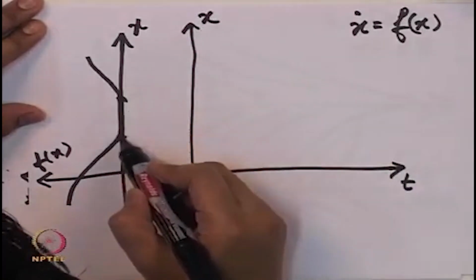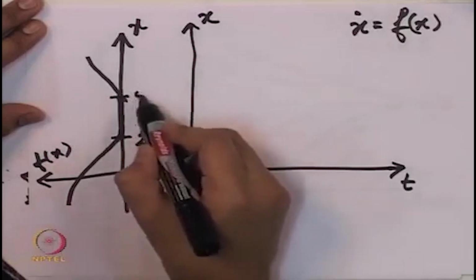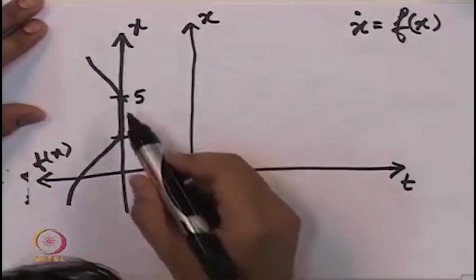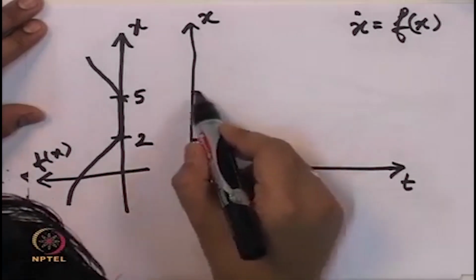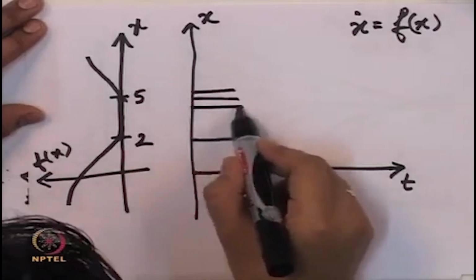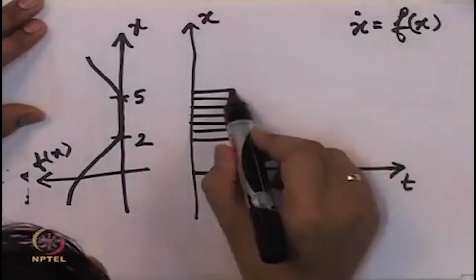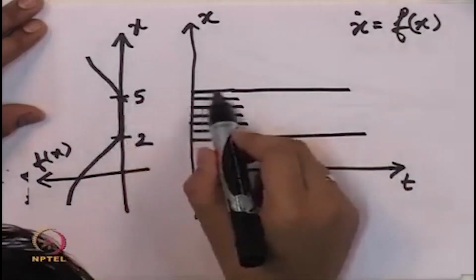So, we see that because f is 0 from this value, let us say 2 up to 5, because the graph of f is touching the x axis for this entire interval, we see that from 2 up to 5 all solutions are just constant solutions. Why? Because x dot is equal to 0. At 5 also it is equal to 0.